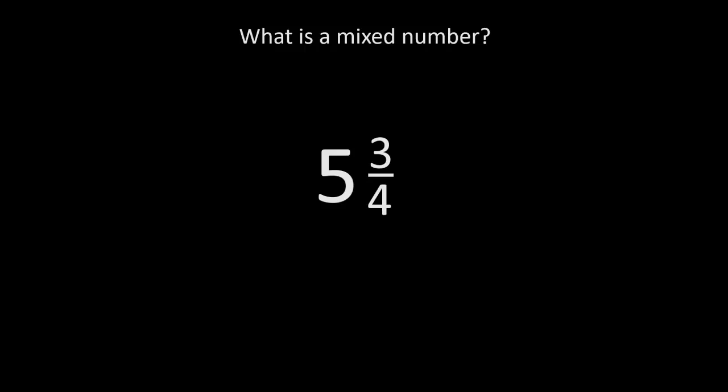So now let's go on to the next bit. And the next bit we're going to look at is mixed numbers and top-heavy fractions. So first of all, let's just find out what those things are. Well, let's have a look. What is a mixed number? Well, a mixed number is something like that, 5 3/4. It's got a whole number, or an integer, 5, and then it's got a fraction part, 3/4. So it's a mix of a whole number and a fraction part.